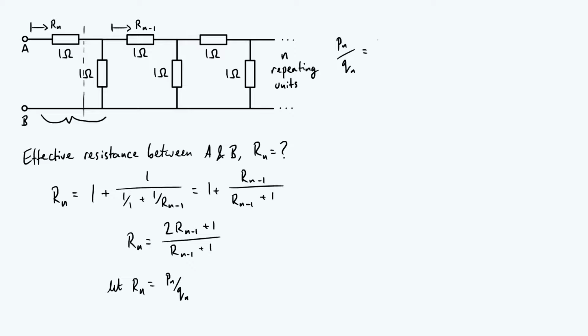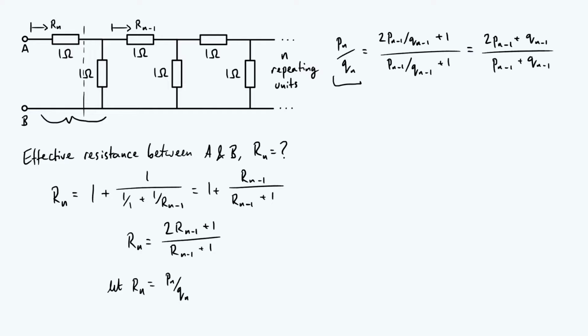On the right-hand side, instead of Rn minus 1, you're going to have Pn minus 1 over Qn minus 1. You still have that plus 1 on the numerator, and the denominator is almost the same, but without that factor of 2. So Pn minus 1 over Qn minus 1 plus 1. And then you can again deal with the nested fractions on the right-hand side by multiplying everything by Qn minus 1. So it becomes 2 Pn minus 1 plus Qn minus 1, divided by Pn minus 1 plus Qn minus 1.